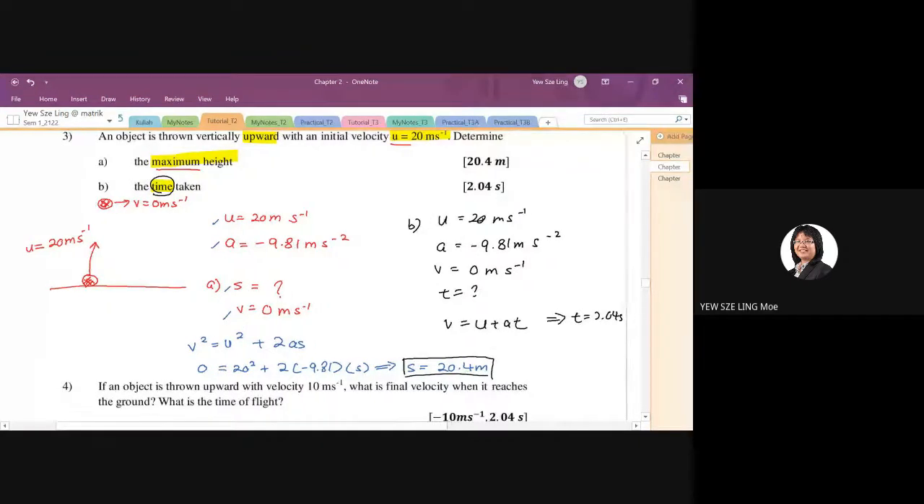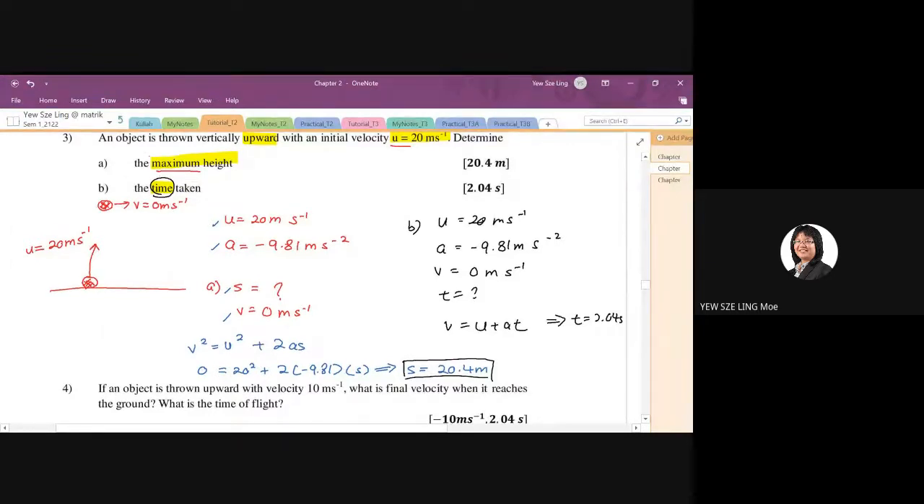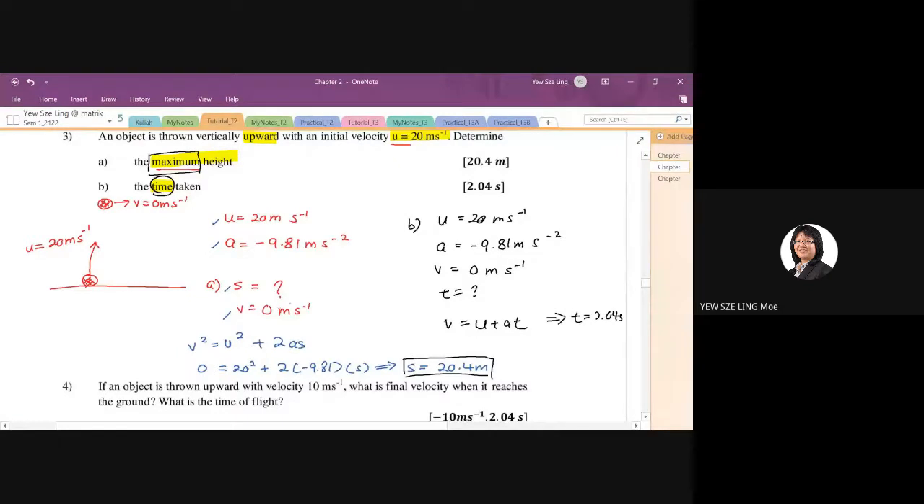All right, so that is question 3. The keyword that I want you to take note of is maximum height. At maximum height, v equals 0. Question 1 tells you v, okay? You yourself have to know it is always equal to 0.